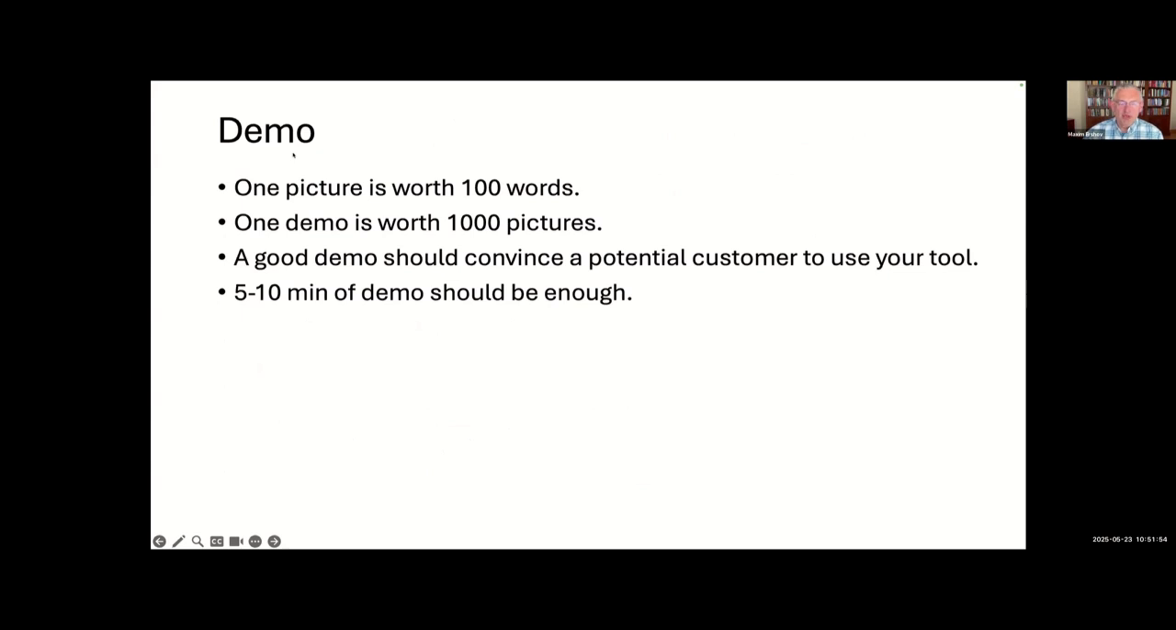Special attention should be paid to how you present the tool to the users. You can do data sheets, presentations, but in my experience, doing a live demo is the most impactful. One picture is worth 1,000 words, and I am saying that one demo is worth 1,000 pictures. The good demo should convince the potential customer to try the tool and to buy and to start using it. Your demo should fit within 5-10 minutes. You should be doing it very quickly.